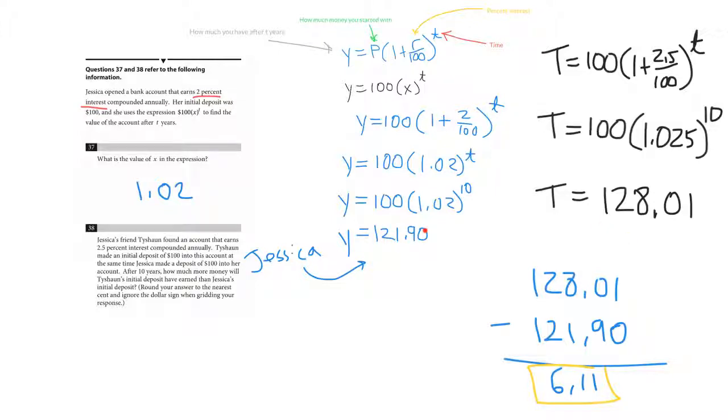One thing you could have done is you could have also taken the real number that the calculator gave you here and subtracted it from the real number that the calculator gave you here before you rounded it, and then you could have rounded the result, and you would get $6.11 as a result of that as well. Okay, so hopefully that makes sense.